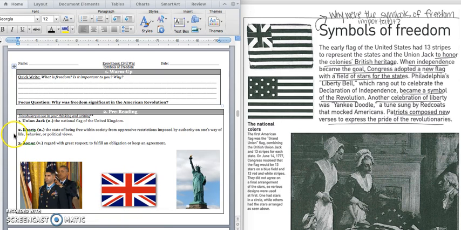The next word is liberty, and that is the state of being free. And so in New York, there's a Statue of Liberty because the United States of America is a country that celebrates freedom or liberty. And then the last one is honor, and that's when you give someone a great respect. And so this is a picture of President Obama honoring a soldier with a medal.